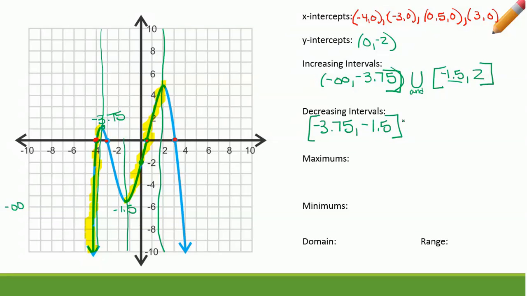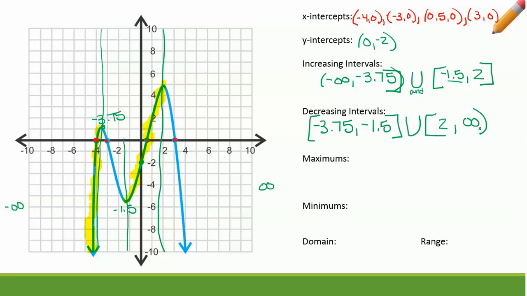That's one of my intervals, and it looks like I have another one. So I have from here until forever, right? And forever in the positive x direction, because remember, we're talking domain. So I'm starting at 2, because we ended at 2, right? So I've got to start at 2 to infinity.